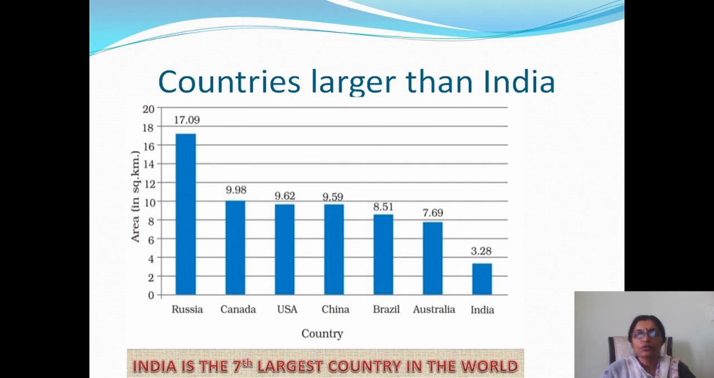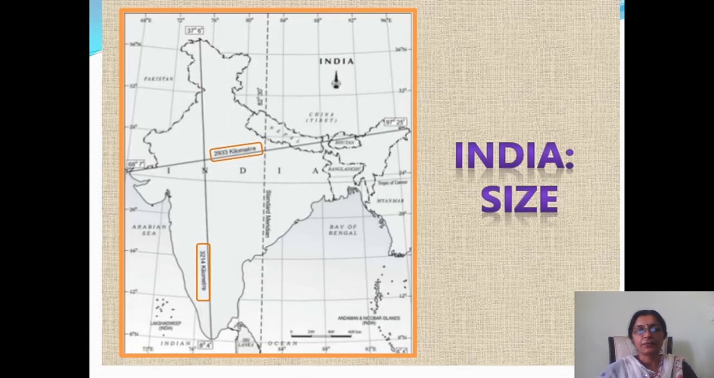You have to draw a bar diagram showing the 7 largest countries of the world. Have a look. Now let's move to the next slide. See the distance from north to south and east to west.